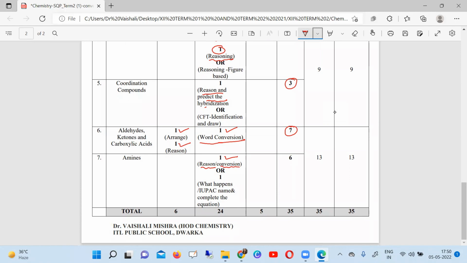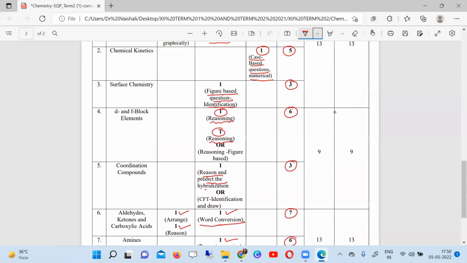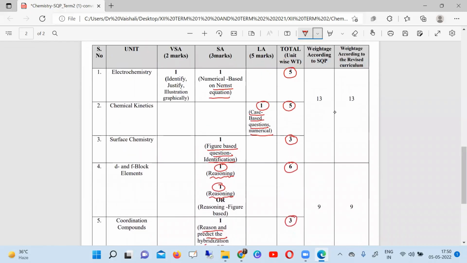And this internal choice is based on what happens, IUPAC name or complete the equation. So there are 2 questions. This is the internal choice here only. And this question is a separate question. So there are 2 questions, 3 plus 3 marks, that is 6 marks. So what can we conclude? What is the total weightage?